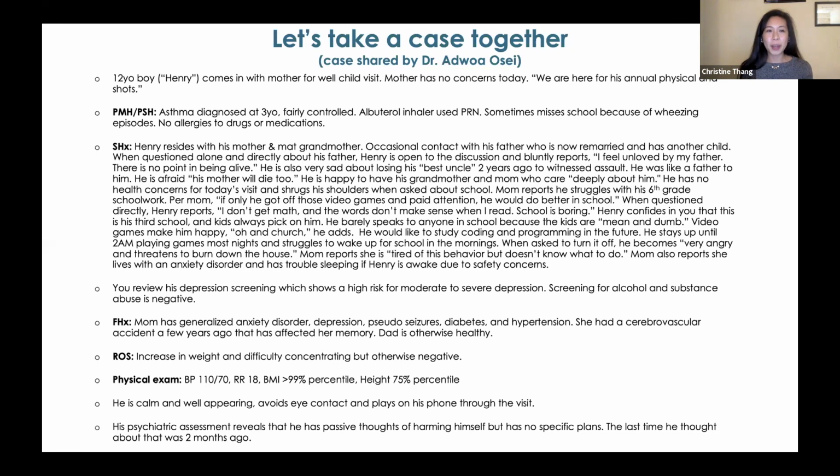But we have a 12-year-old boy, we'll call him Henry, who comes in with his mother for a well child visit. Mother has no concerns today. She says that we are here for his annual physical and his shots. You know this patient pretty well. He had asthma diagnosed at 3 years of age. It's been fairly controlled. He only needs and has an albuterol inhaler as needed. However, sometimes he misses school because of wheezing episodes. There's no known drug allergies or medication allergies.